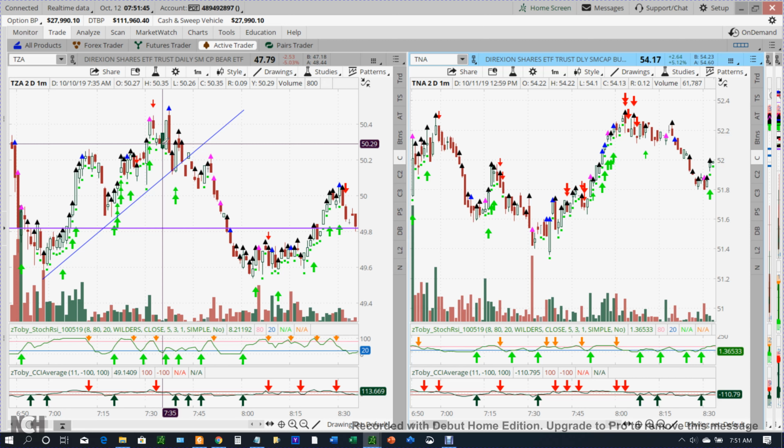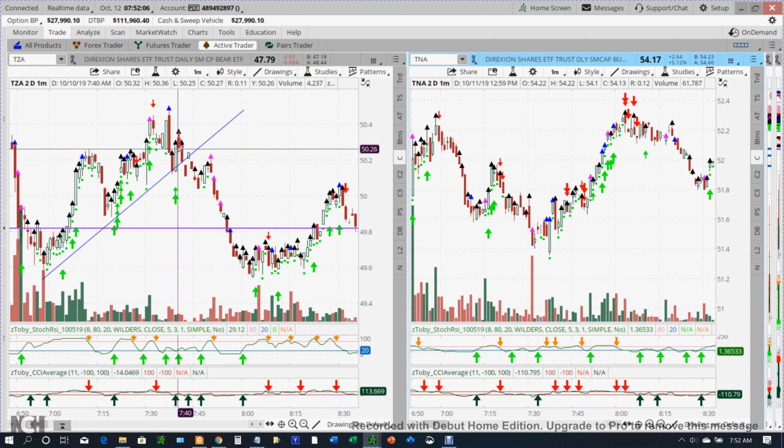So in the matter of half an hour, you would have made, what did we say, 25 plus 30, 55 cents. So if you had a thousand shares, you would have made $550 just following the arrows.